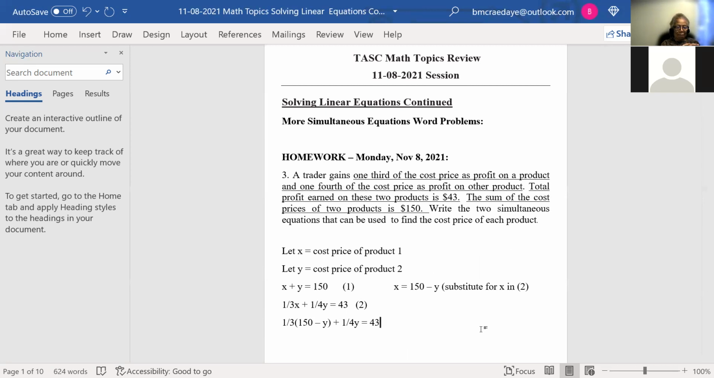Probably didn't understand the word simultaneous. Simultaneous equations are equations that share the same variables. See, X and Y in number 1, X and Y in number 2. They both have the same variables. That's what simultaneous equations are. So we've been working with them with 2 variables.